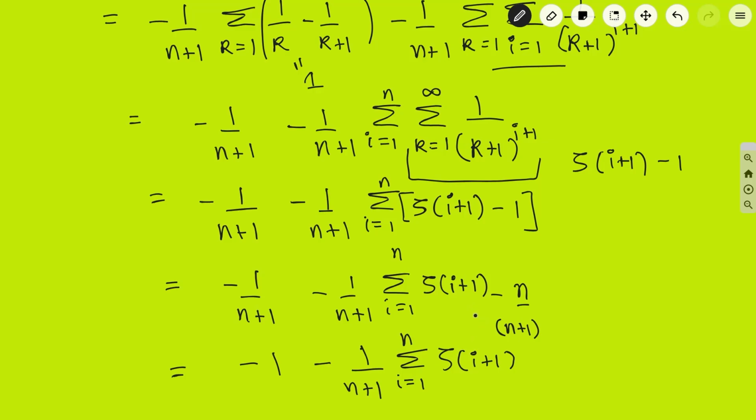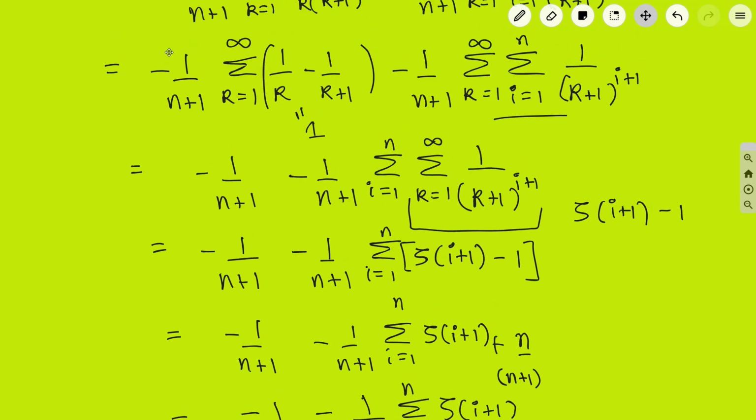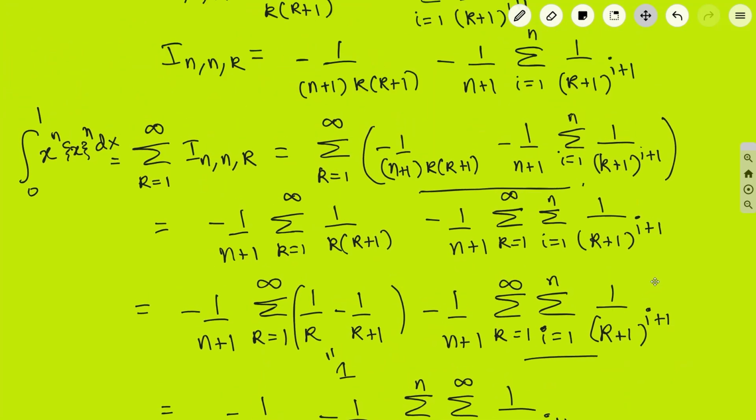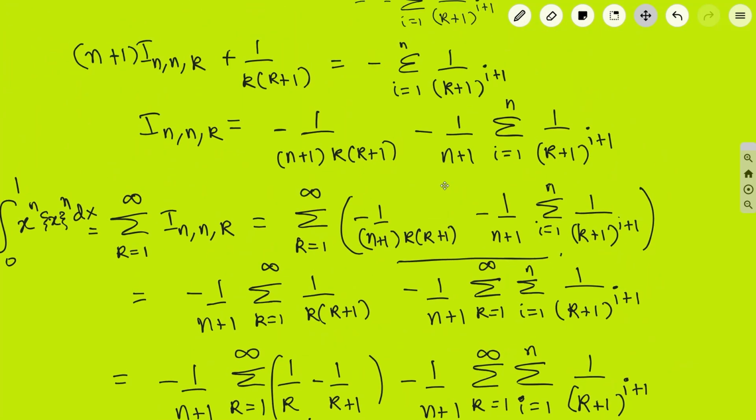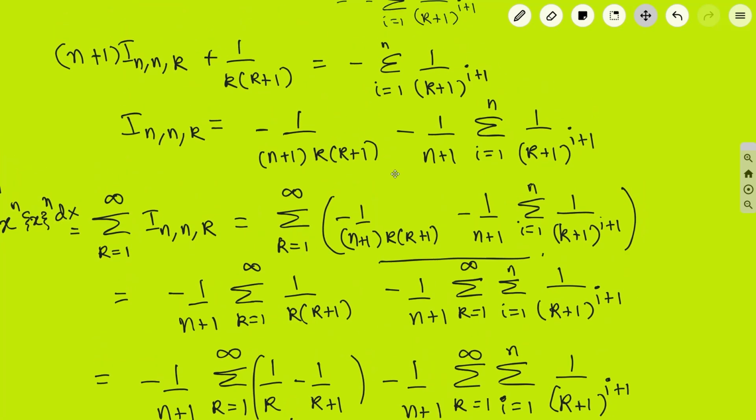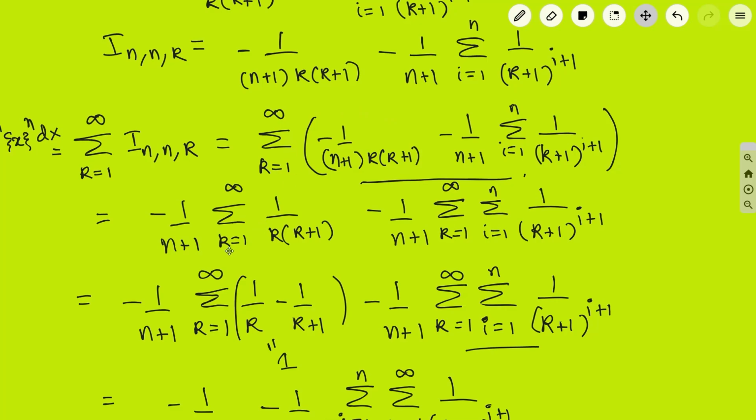Okay, probably I made a mistake somewhere. Minus and minus should be plus, and this shouldn't be a minus sign here. Probably I made a mistake somewhere here. There's somewhere I have made a mistake for sure.